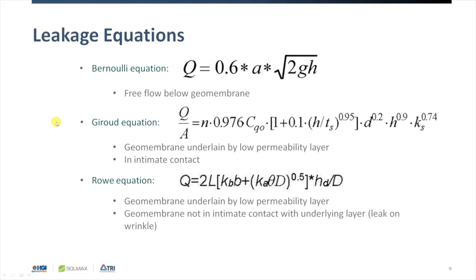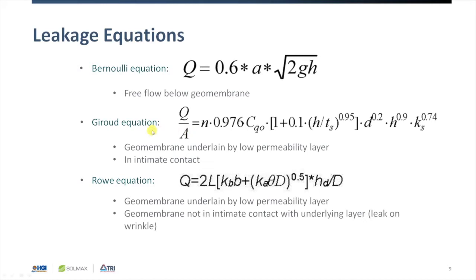First of all, we have 3 leakage equations we can use depending on the lining system and the condition of the installed geomembrane. We have the Bernoulli equation, which is applicable to free flow below the geomembrane. This would be, for example, primary geomembrane on top of a free-flowing drainage layer, such as geocomposite or very porous gravel, but it doesn't have a low permeability layer right below the geomembrane. In other words, it's not a composite system. It's just a single geomembrane free-flowing.